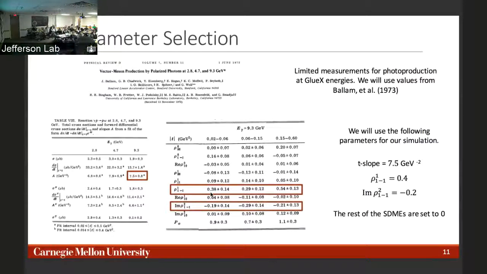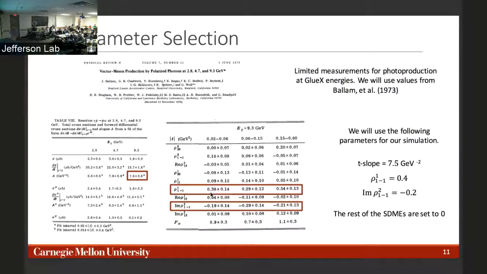They fit the t distribution here for 9 GeV. So we had that basically exponential term, so we're exponentially falling in t. They measured 7.5 inverse squared GeV. And then if you look at their spin density matrix elements, most of them are 0. The errors are very large.